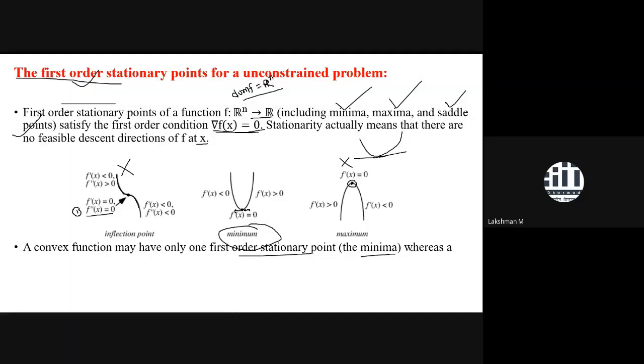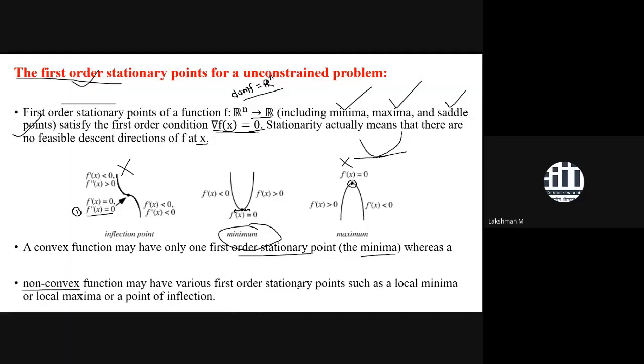Whereas if you are taking a non-convex problem, then we have a very troublesome situation. That means a first order stationary point may be a local minima, it may be a local maxima, or it may be a point of inflection in the case of a function of one variable, or a saddle point in the case of a function of several variables. So that's why it is not easy to deal with a non-convex problem. There you need to go for some specific techniques, and you have to be very careful while dealing with non-convex problems.